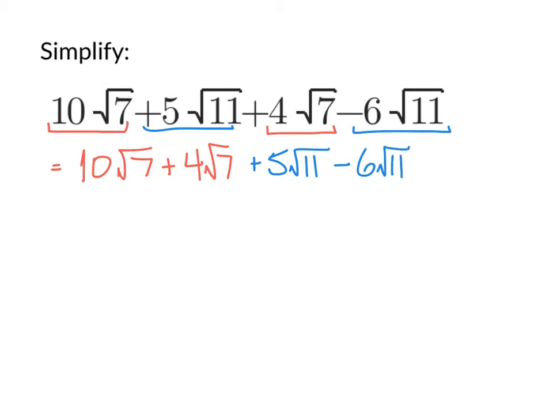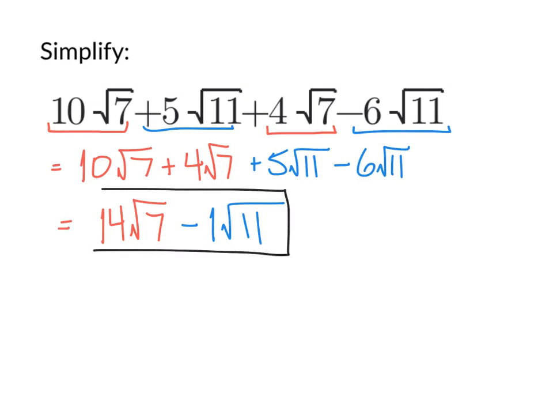Then we go back and simplify. 10 plus 4 is going to make 14 of these square root 7s. And then for the square root 11s, we have 5 minus 6, which makes minus 1 square root 11. So altogether, this entire expression is our simplified form of the original one.